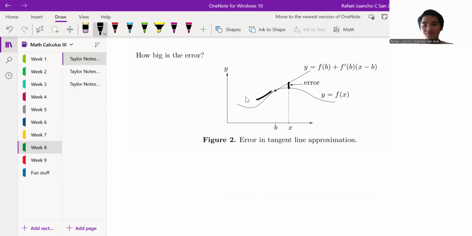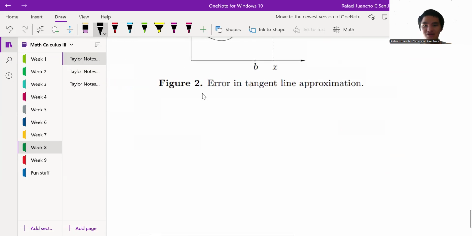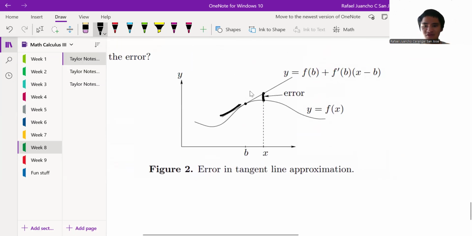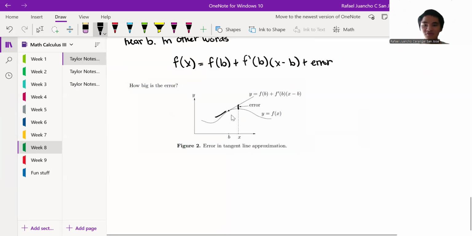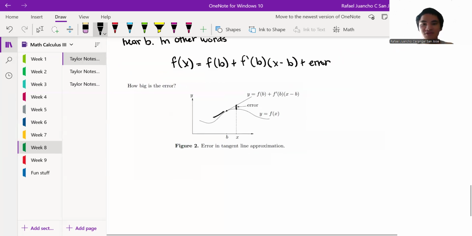Now, the thing that I like about these approximation techniques is that if you actually zoom in, it will look the same. Let me see if I can do that. I tried to zoom in. Okay, I can't do that. That's really cool. Let me actually go to Desmos and show what this means.